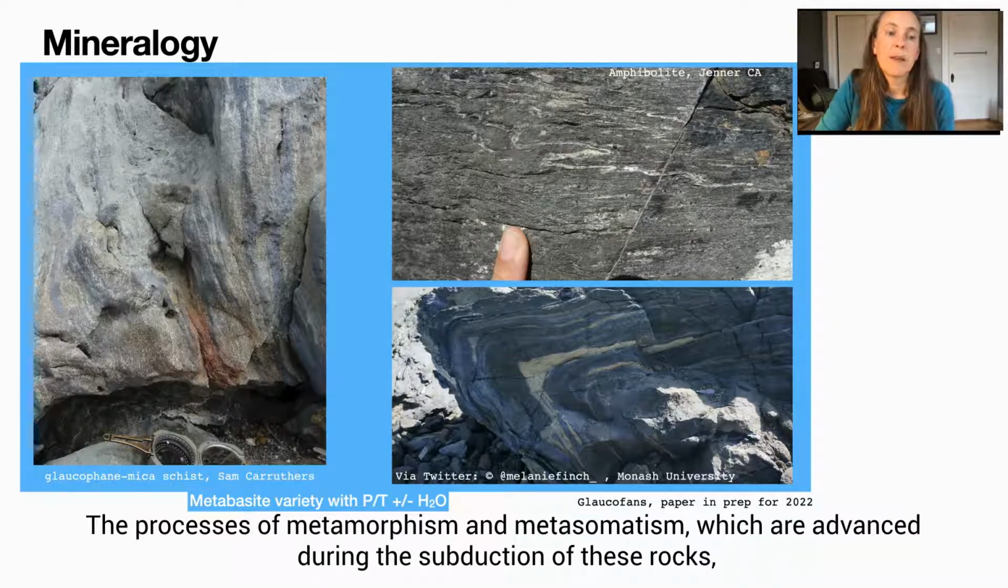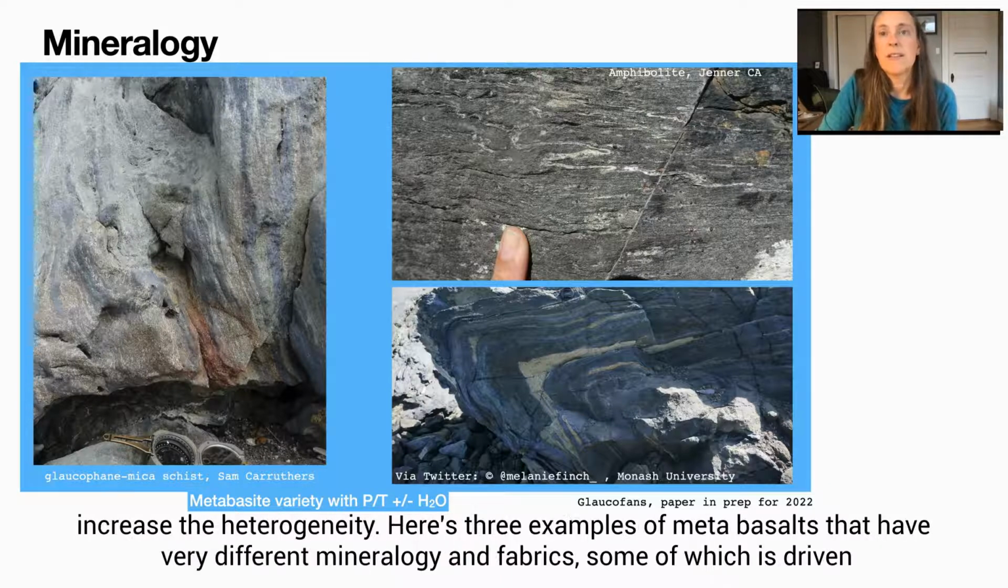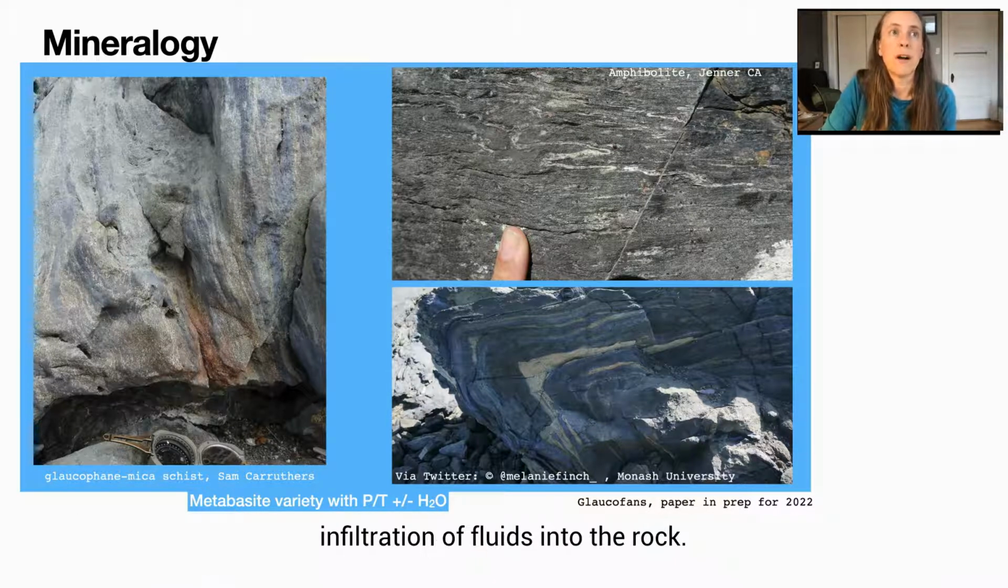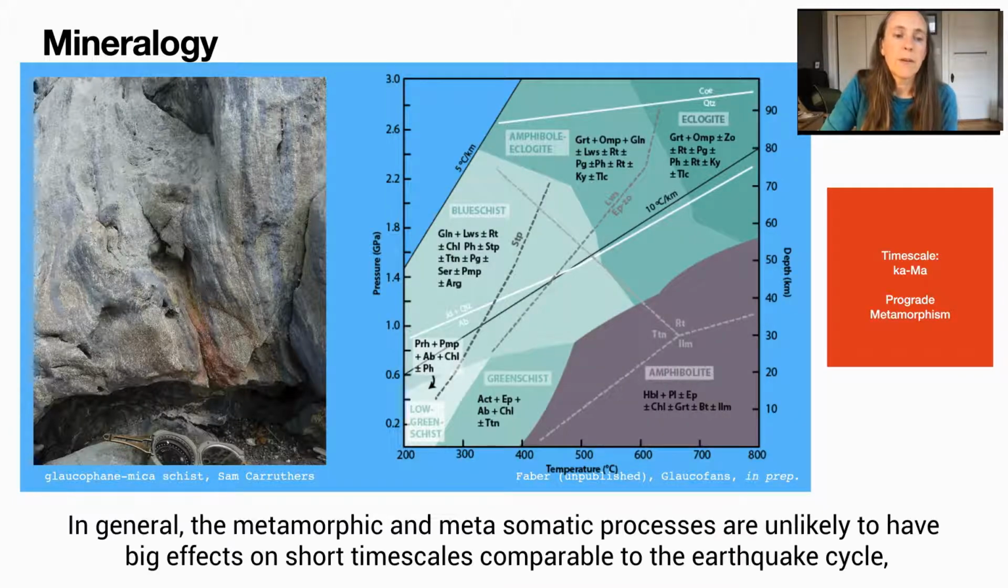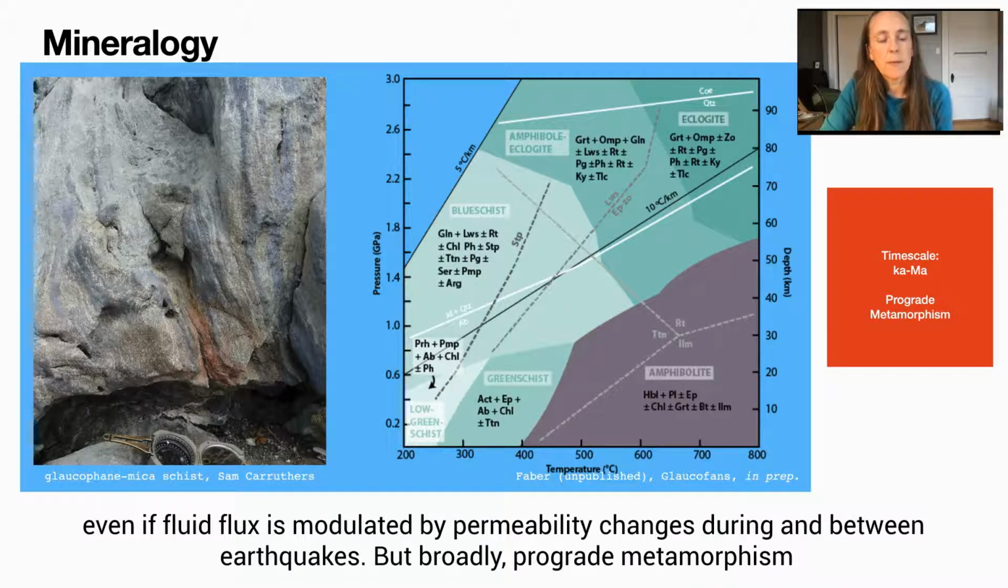The processes of metamorphism and metasomatism, which are advanced during the subduction of these rocks, increase the heterogeneity. Here are three examples of metabasalts that have very different mineralogy and fabrics, some of which is driven by the infiltration of fluids into the rock. In general, the metamorphic and metasomatic processes are unlikely to have big effects on short timescales comparable to the earthquake cycle, even if the fluid flux is modulated by permeability changes during and between earthquakes.